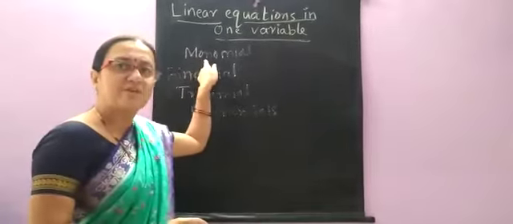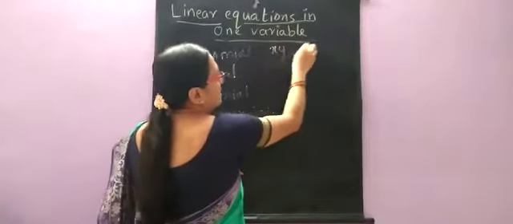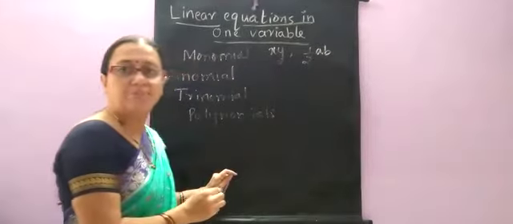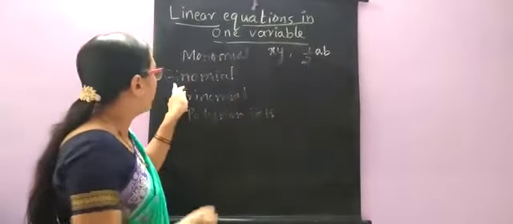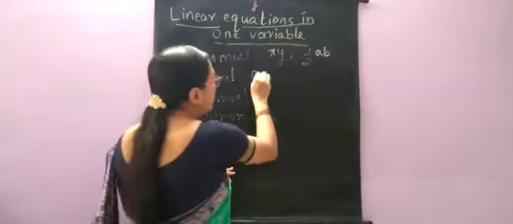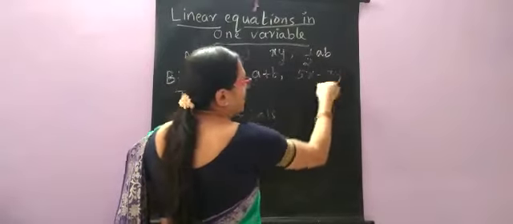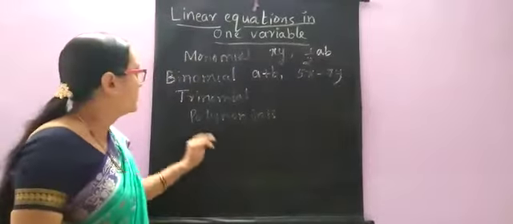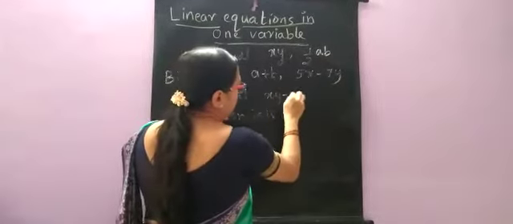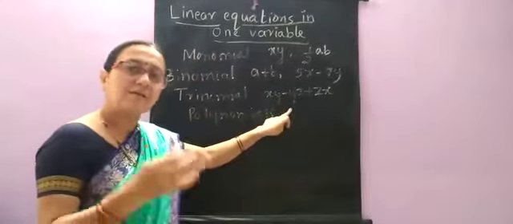Monomials are those expressions which have only one term. For example, xy, this is only one term. Half AB, this is only one term, a single term. Okay, these are monomials. A binomial is an expression which has two terms. For example, a plus b, 5x minus 7y. These are binomials. A trinomial has three terms: xy minus yz plus zx. This is a trinomial with three terms.